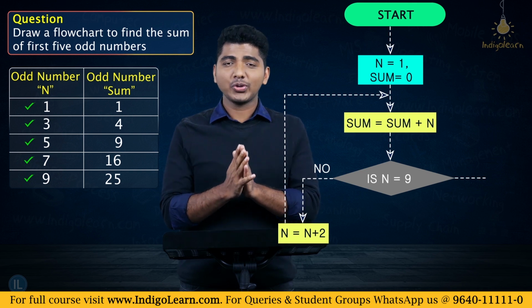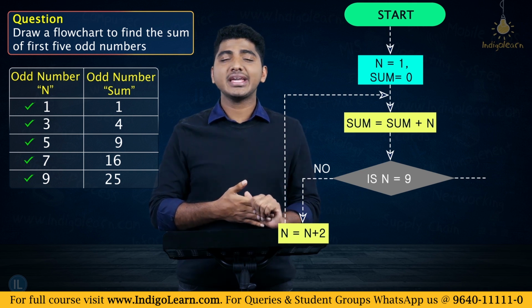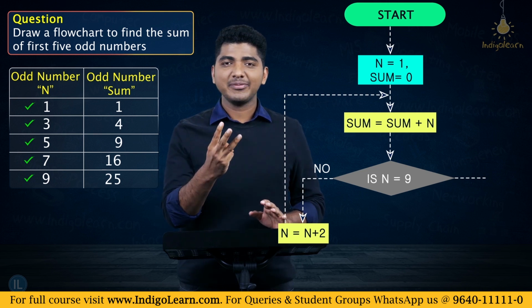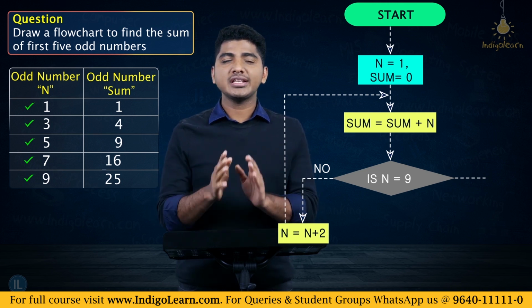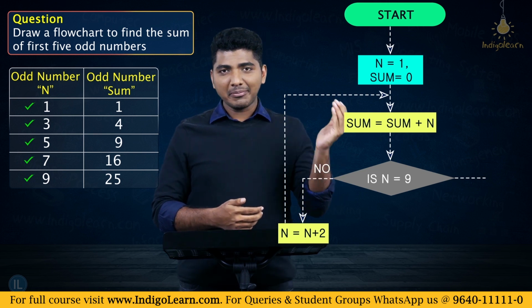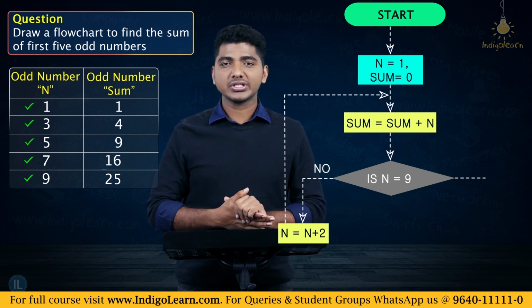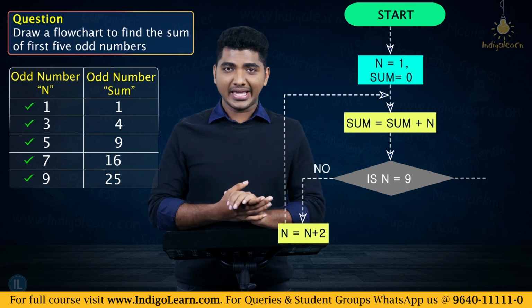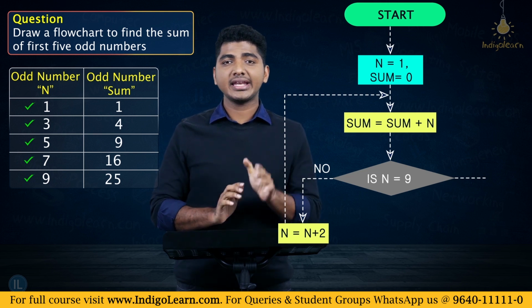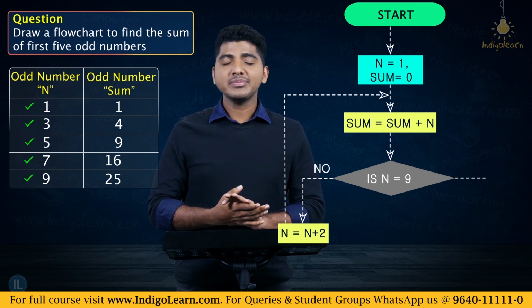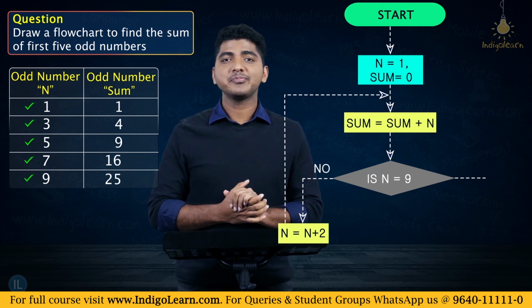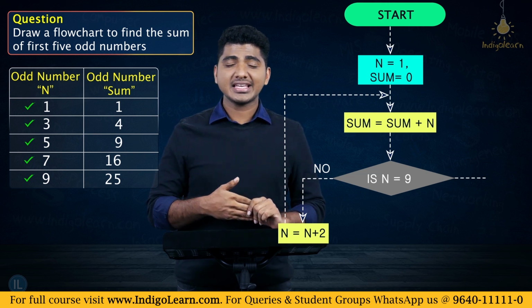So do you stop now? No. You go to the next question. You ask again, is n greater than 9? What is n now? N is 3. So if n is 3, what are you going to do? N is equal to n plus 2. So n becomes 3 plus 2, that is 5. You come back in the loop and do the calculation again. Sum is equal to sum plus n. So what is the sum now? Sum is 4. So sum plus n. What is n? N is 5. So sum becomes 4 plus 5. So what is the new sum? New sum is 9.